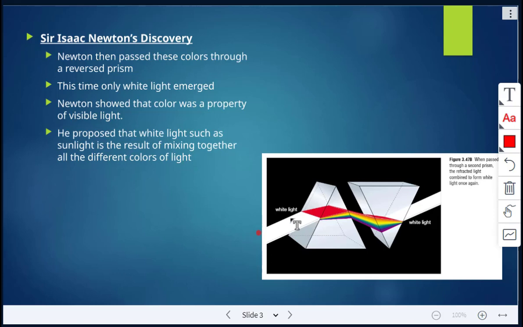All right, so white light through the prism, we see all of the bands of color, then the reversed prism, and it goes back to white light. Okay, back to white light once again.